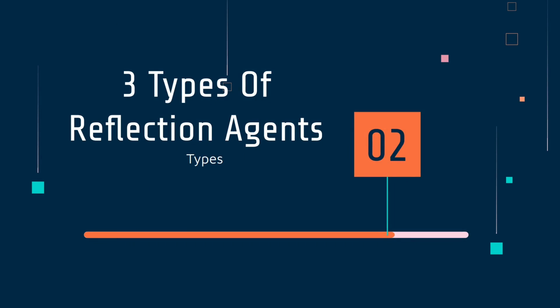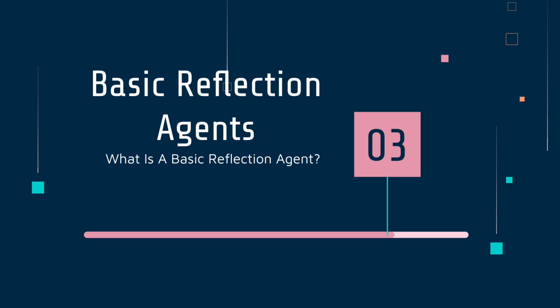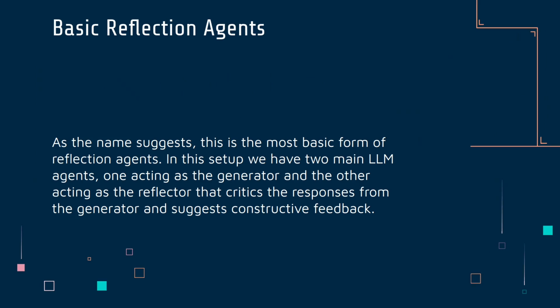So let's look at three types of reflection agents. The basic reflection agent, and we also have another called language agent tree search, which is LATS, which is a really good architecture as well. In this case, we're going to only focus on the basic reflection agent. So let's get into it. So what is a basic reflection agent? As the name suggests, this is the most basic form of reflection agents.